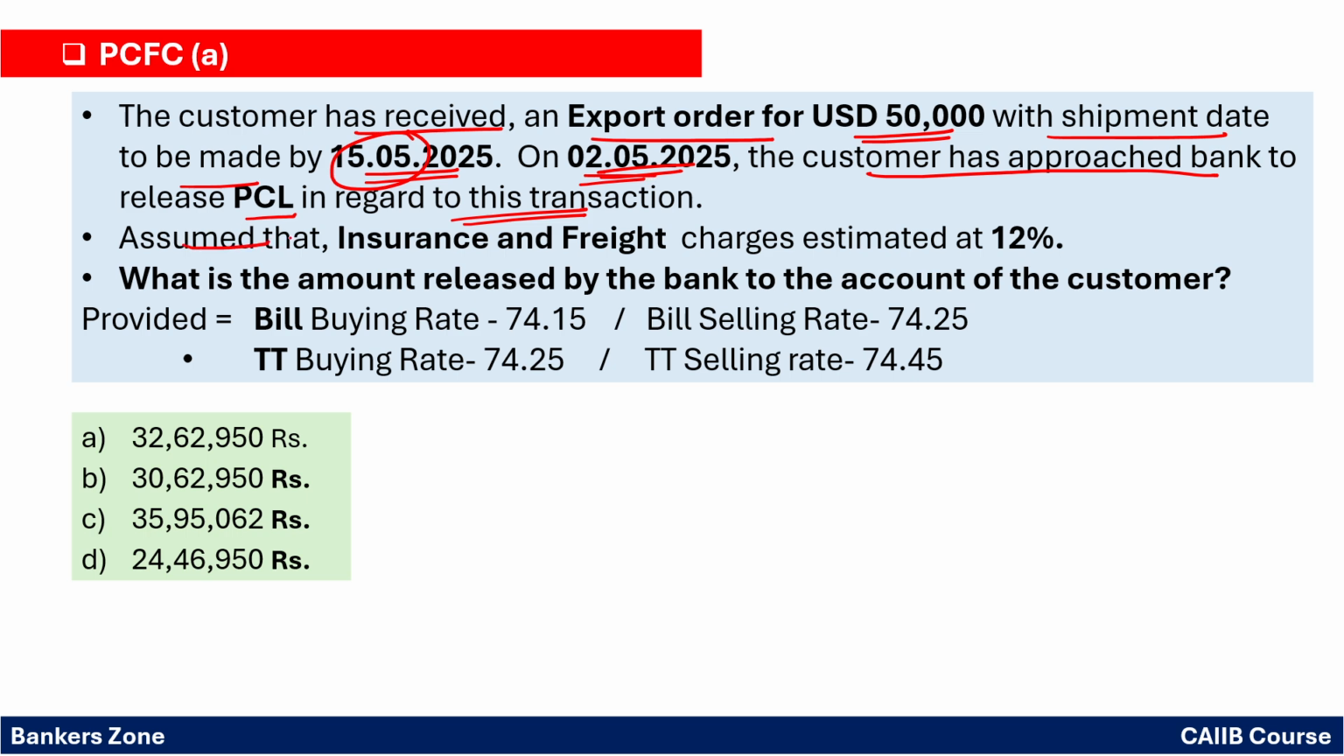Okay. Assume that the insurance and the freight are at 12%. What is the amount released by the bank to the account of the customer? So considering this factor, how much amount of loan will you give to the customer in rupees? Okay. That is the question. So these are the options.